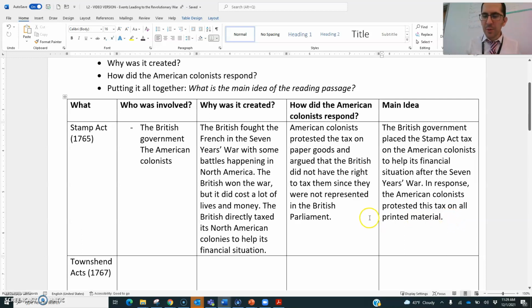All right, at this point in time, everyone, we want to continue taking a look at the remaining events and acts that the British did along with the American colonists. And we want to work on getting this done in class.